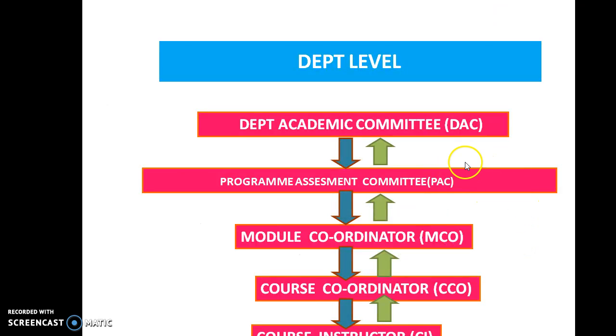So at department level, you can see we have a course instructor, course coordinator, module coordinator, program assessment committee, and DAC. Finally, we have another external body that is called BOS. We have internal plus external members. What is the statutory body? BOS is a statutory body. Definitely you have to follow it as per university guidelines. That is why it is statutory. BOS is statutory, and the others are called non-statutory bodies.